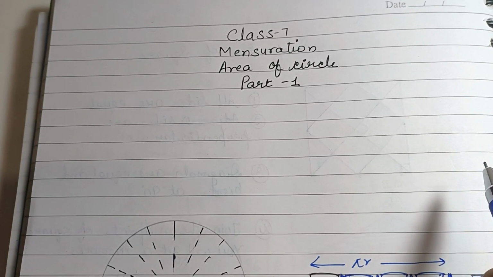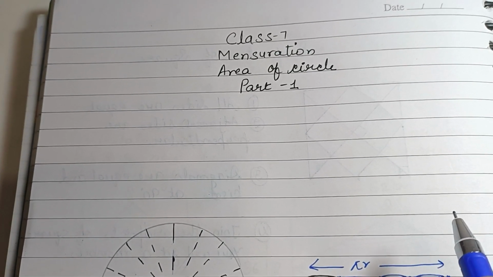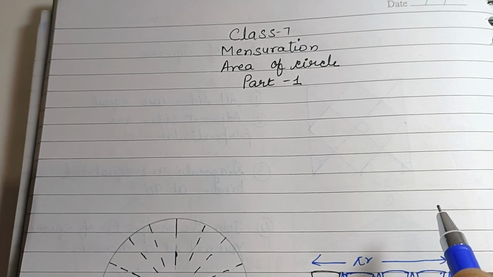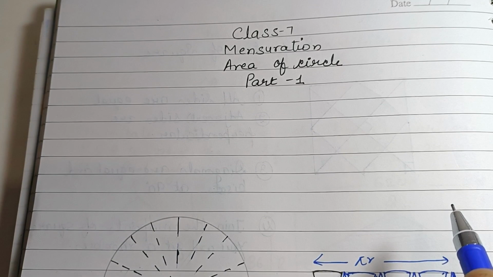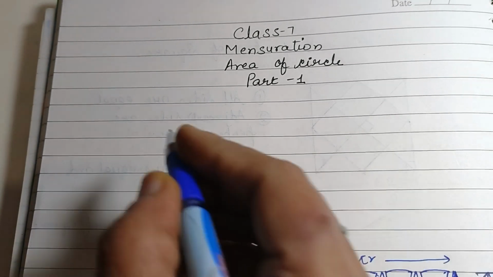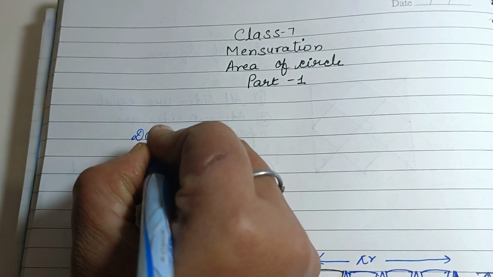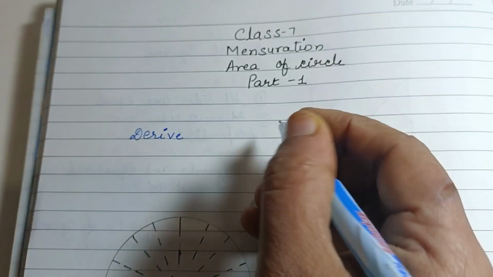Hello प्यारे बच्चों. Today again I am with you with the class 7th topic mensuration, and now I am going to talk about the area of circle. So this is the part 1 where we will derive the formula for the area of circle.